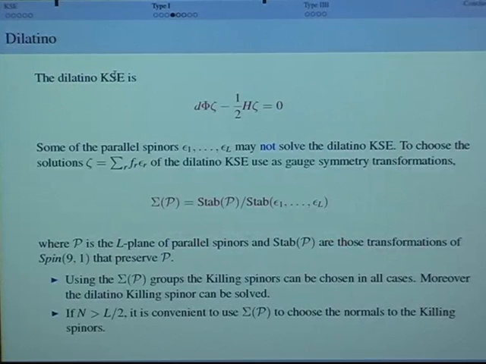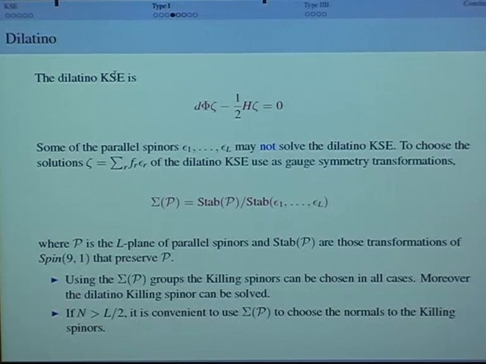Now let me go to the Dilatino Killing spinor equation. One can assume a solution of the Gravitino Killing spinor equation. It might be the case that not all parallel spinors are Killing, because some of them simply do not solve the Dilatino Killing spinor equation. So the solution of the Dilatino Killing spinor equation is going to be a linear combination of the parallel spinors.